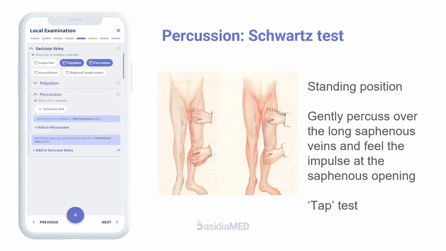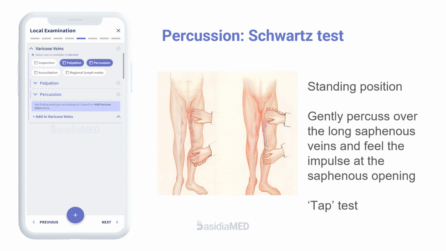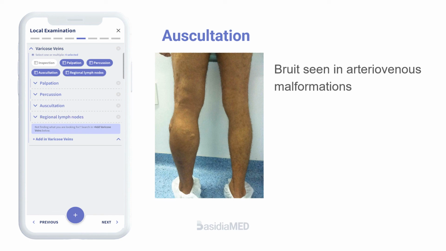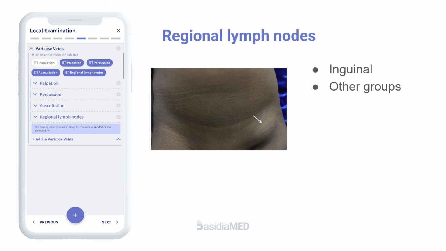The Schwartz test, or tap test, suggests incompetence of valves in between the segments of the vein. Auscultation is done to look for bruits or hum. Inguinal lymph nodes are enlarged if there is venous ulcer or infection.